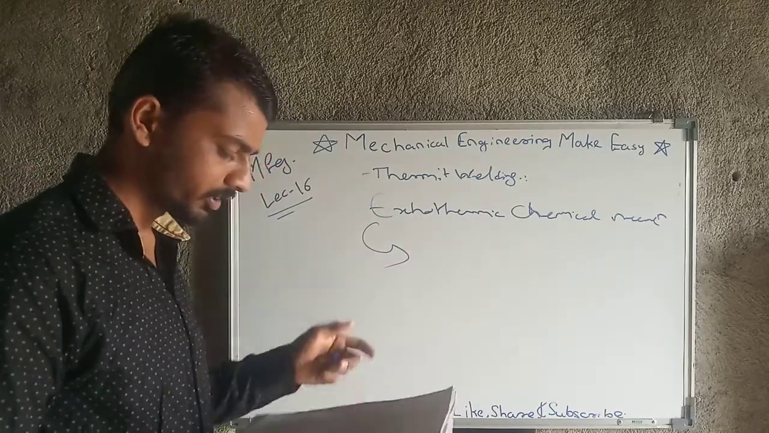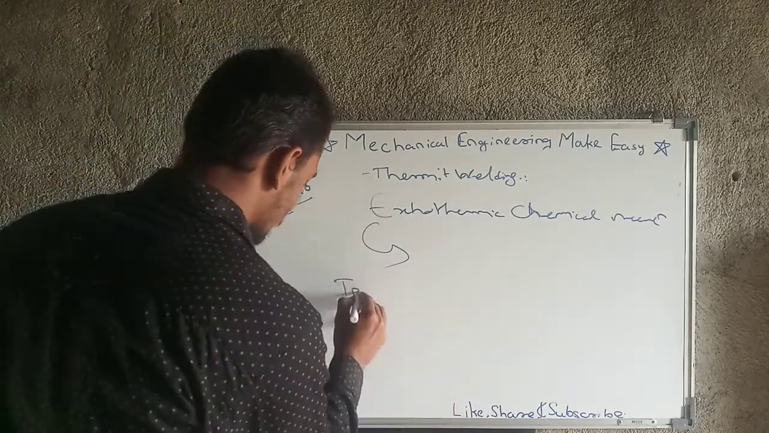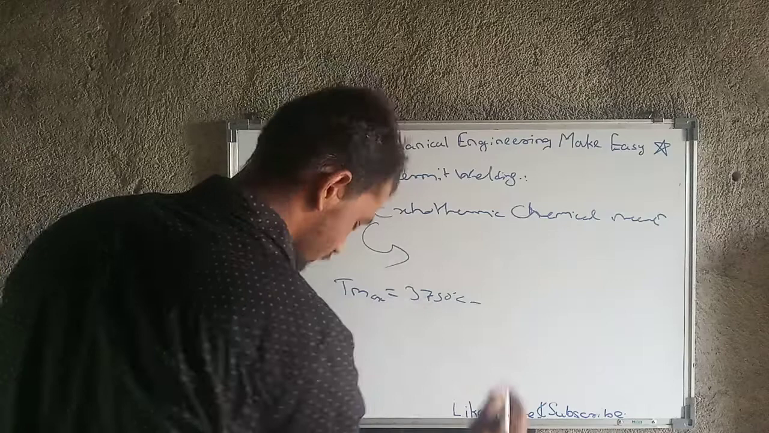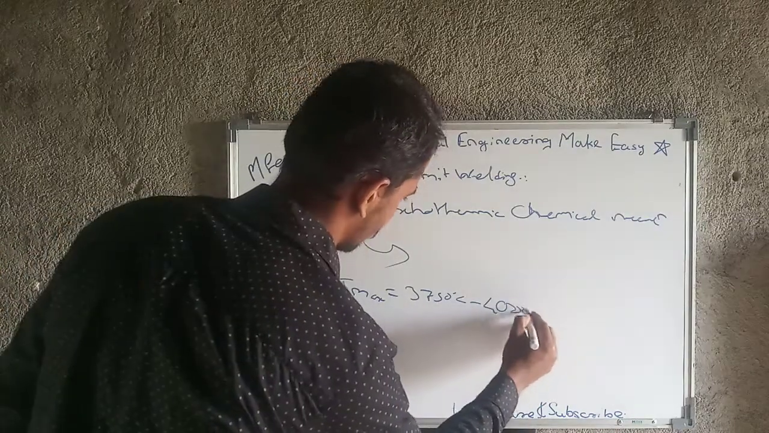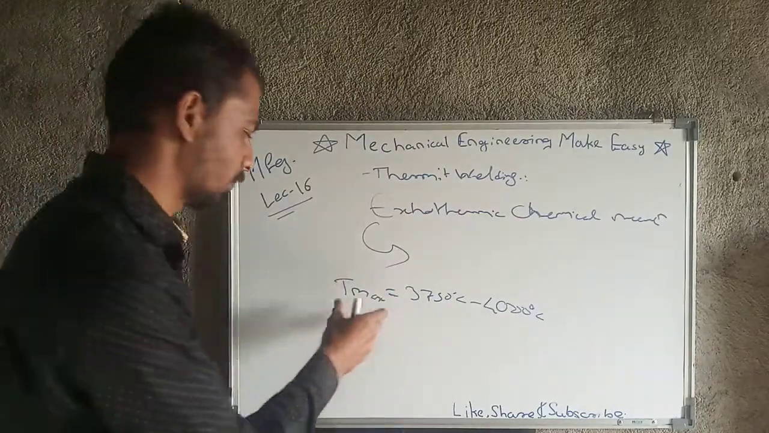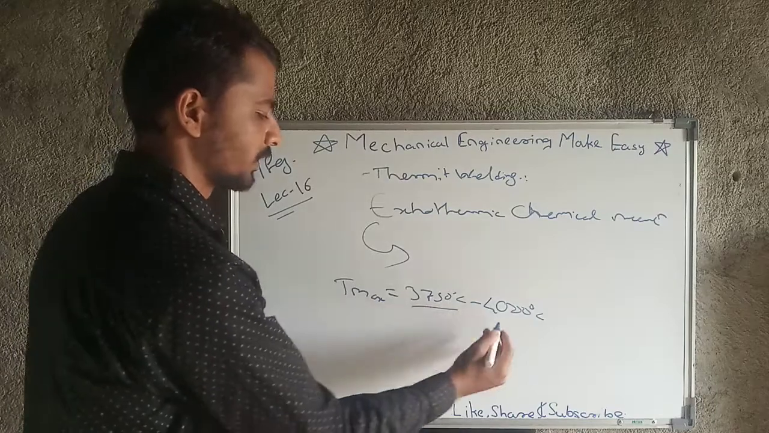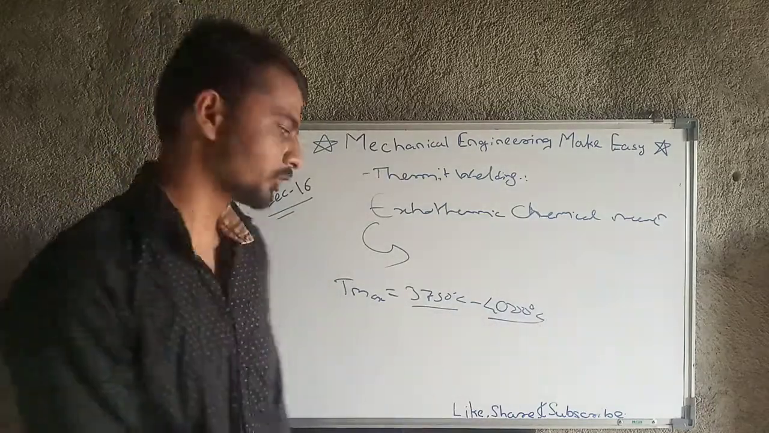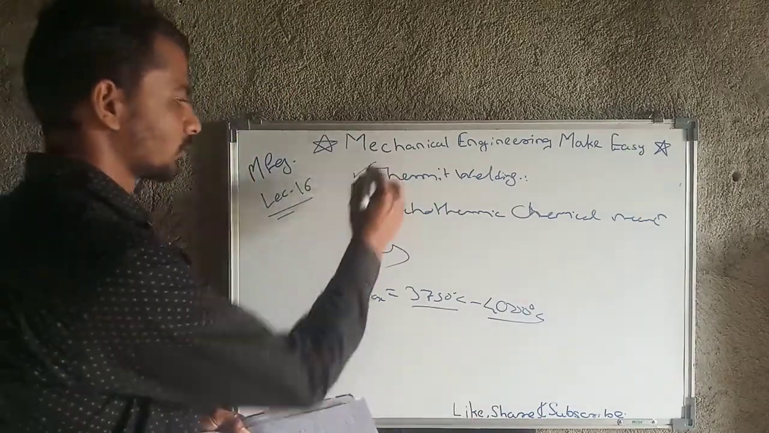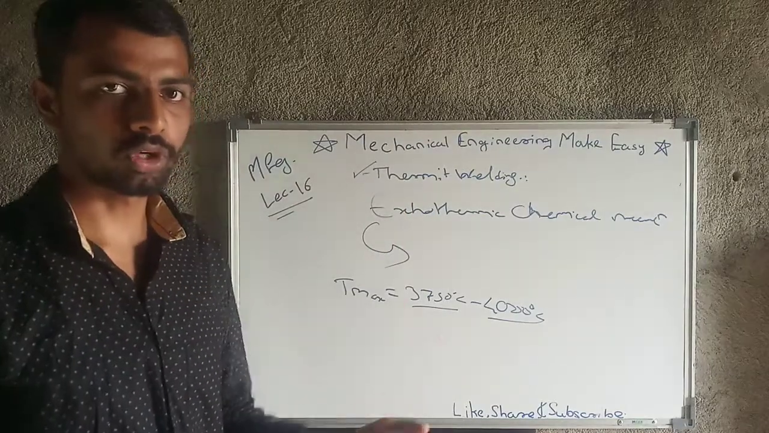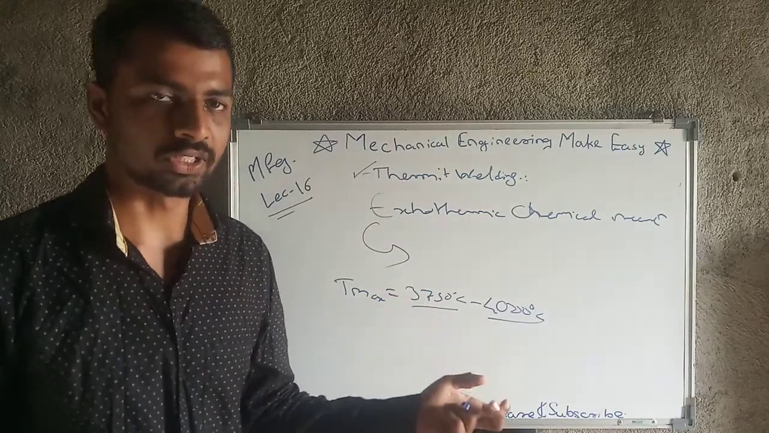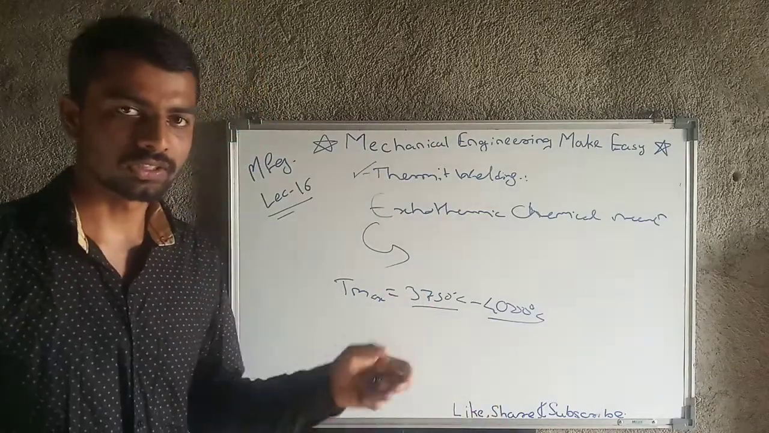Only the source of heat is changed, and the maximum temperature reached is 3750 degrees Celsius to 4000 degrees Celsius. Depending on what kind of reaction we are using, the maximum temperature will vary from 3750 to 4000 degrees Celsius. That means we are reaching a huge amount of temperature. But thermit welding is also not very popular in industry. Only spot welding, arc welding, TIG, MIG and similar techniques are popular in industry, so we should focus on those techniques.